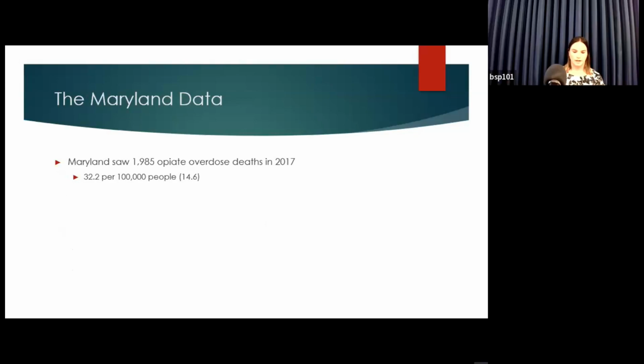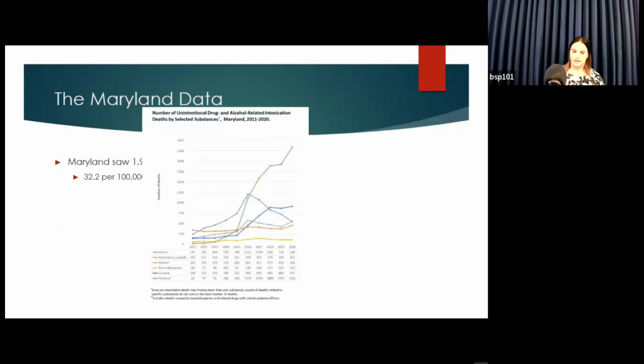So Maryland has an incredibly high opiate overdose rate. It's 32.2 per 100,000 people. The national average is 14.6 per 100,000 people. So we're over double the national average for opiate overdoses per capita.